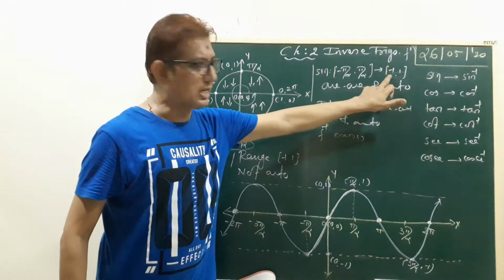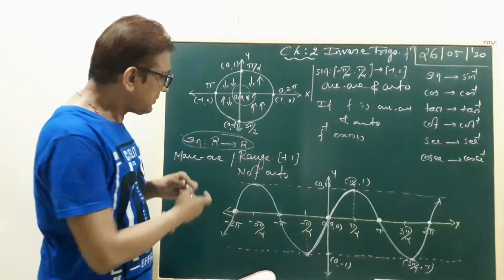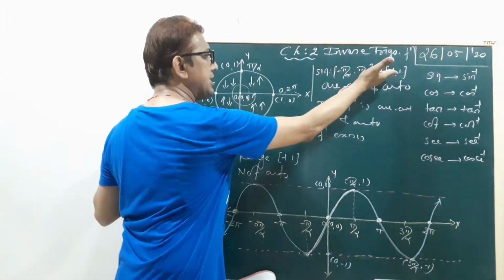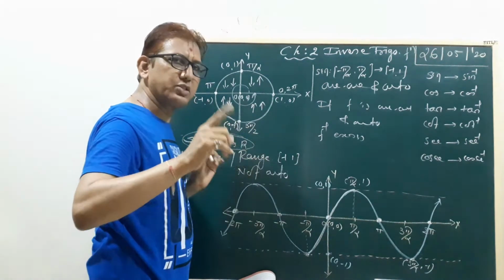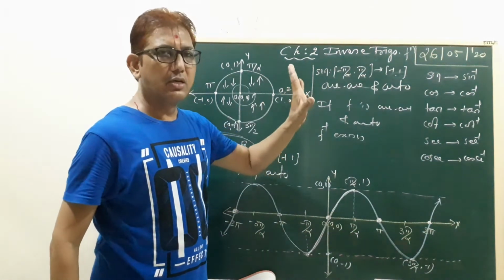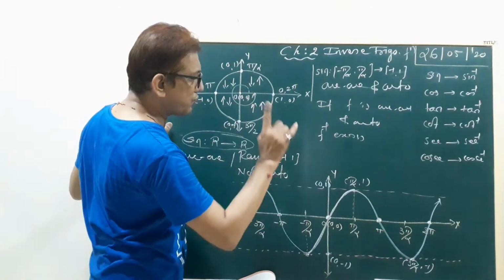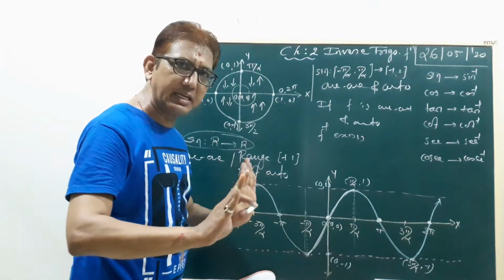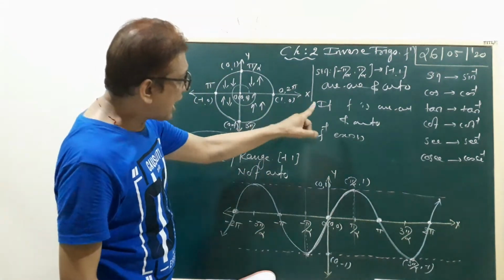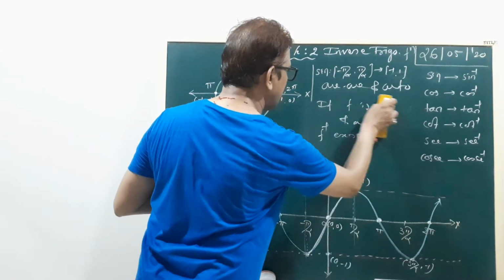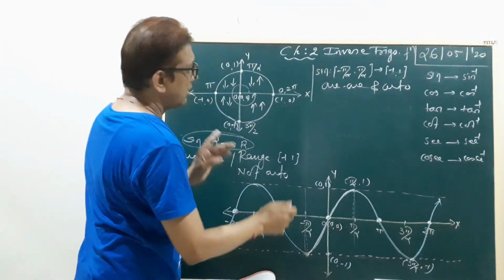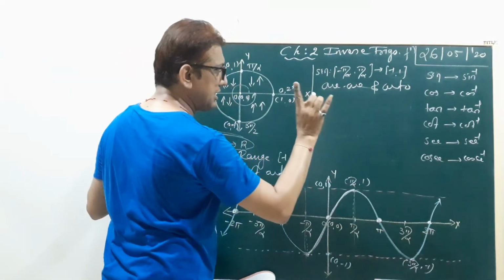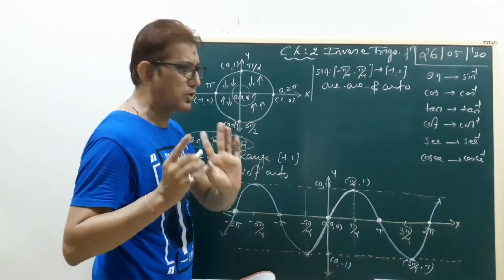Why is it onto? Because our range is minus 1 to 1, and the codomain is also the same. So range and codomain are equal, and the sine function is an onto function. So now the sine function is one-one and onto on this interval. Is that clear? Okay. Now we discuss the inverse function. How is the inverse function possible? Our condition is that if the function is one-one and onto, then the inverse is possible.